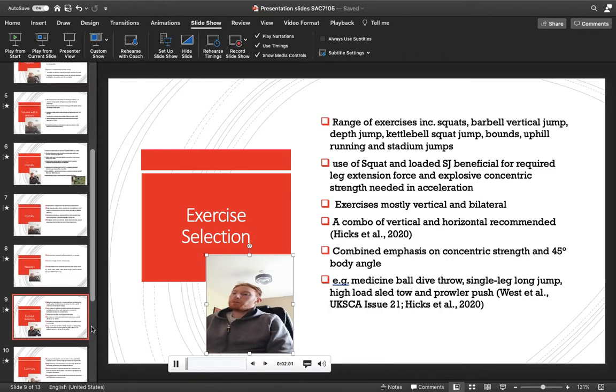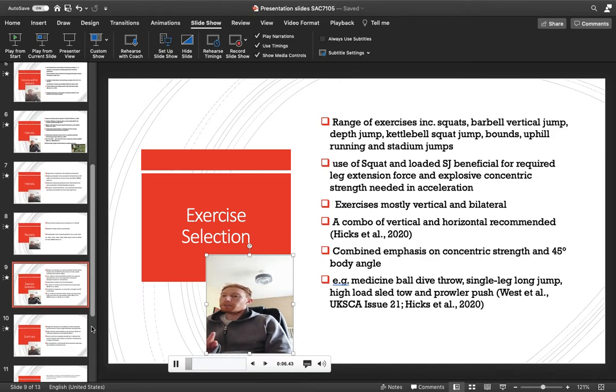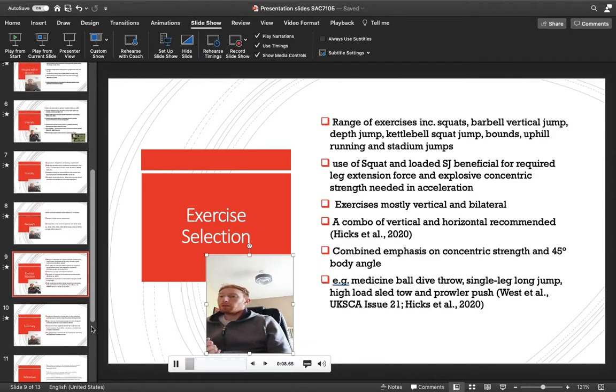So the program employs a range of different exercises incorporating squats and various different jump and explosive exercises, which will go a long way to improving max force, explosivity, reactive strength. Certainly beneficial for that required leg extension force, and concentric strength that's needed in acceleration. But if we're being critical, we want to be looking at the fact that these exercises are only in the vertical direction and they're mostly bilateral.